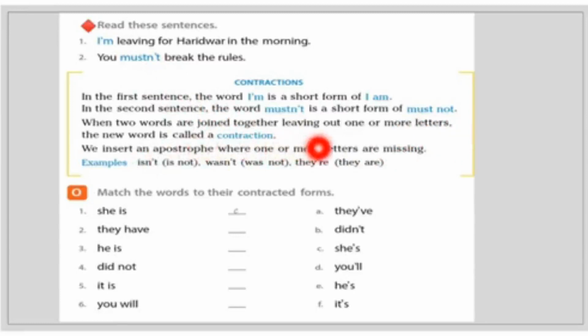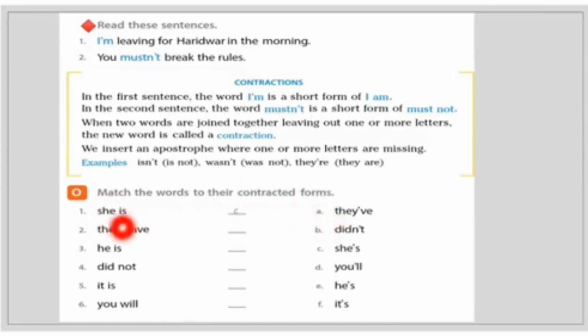When two words are joined together, leaving out one or more letters, the new word, this word, okay, not the other one, "must not", this word is known as a contraction. So we insert an apostrophe where one or more letters are missing. Examples: isn't. Isn't is actually the contraction of "is not". Wasn't is a contraction of "was not". They are.